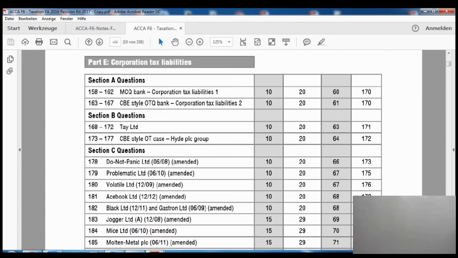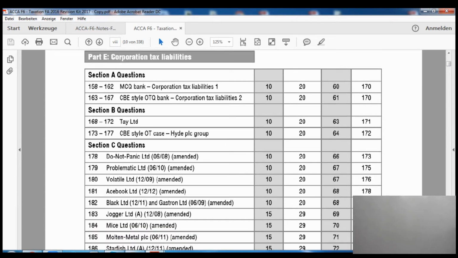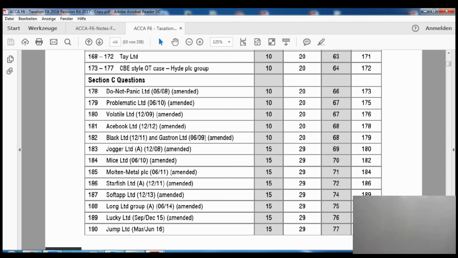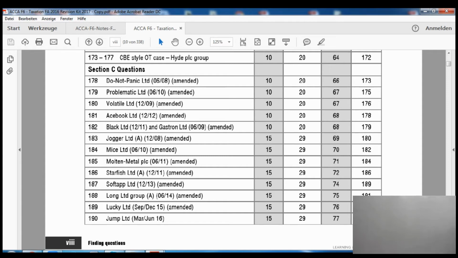Now these are the questions. It says corporation tax liabilities. Now the first section is about MCQs. So there will be a few MCQ questions which are very, very easy, to be fair with you. And in section C, there are a few questions, and a couple of the questions we have already done in 178 and 180. These are the questions which we have already done. So basically from 178 to 190, these are the questions which are relevant for corporation tax. These are long questions, 10 marks each in most cases. So you can do these questions.